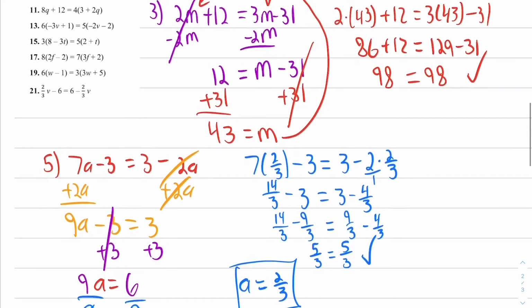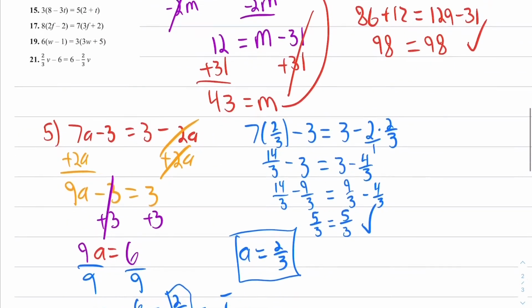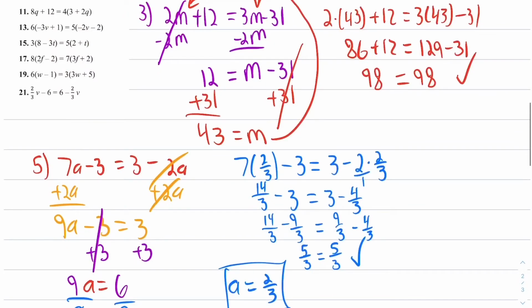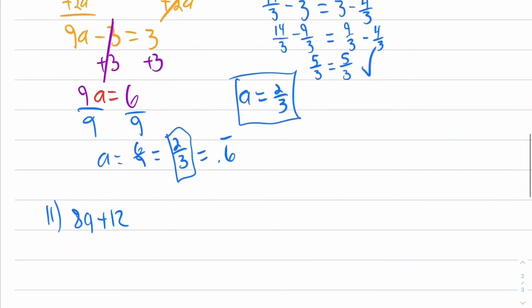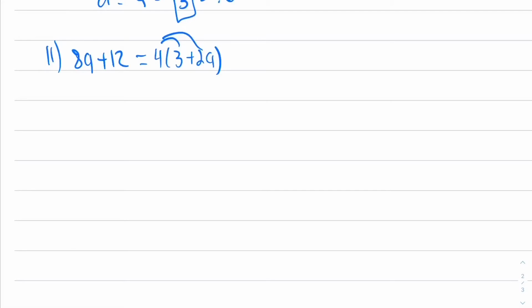Let's go to number 11, because the next couple, 7 and 9, are just like 3 and 5, so now we're going to go down to 11, because that one looks different. 8q plus 12 equals 4 times 3 plus 2q. I'm going to distribute first to get 12 plus 8q. Oh, I said a, but that's a q. We have 8q plus 12, and then I'm going to reformat the right side. I'm going to put the letter first, 8q plus 12.